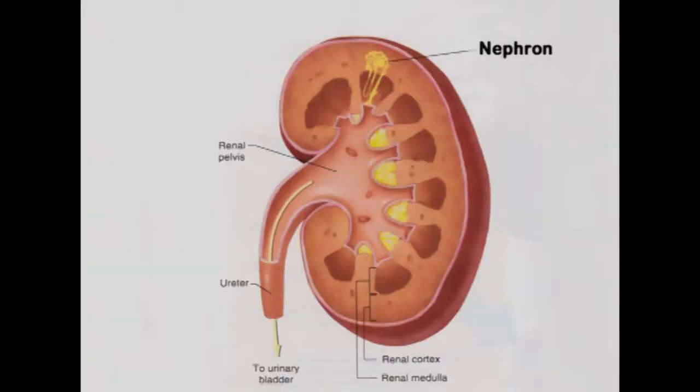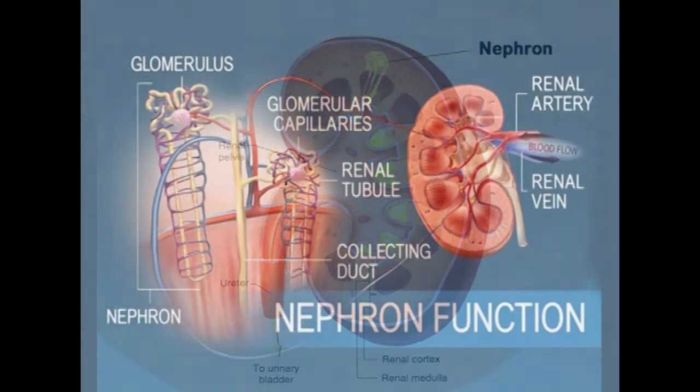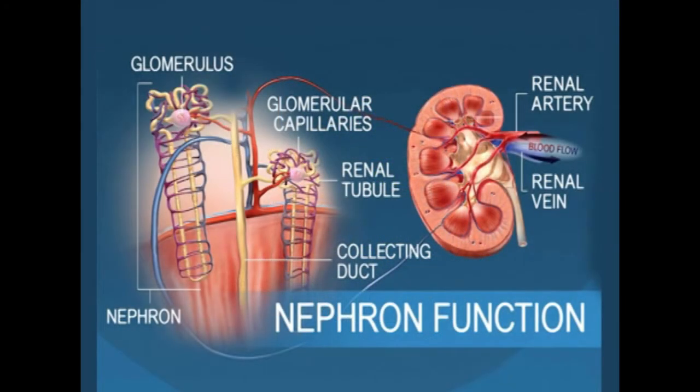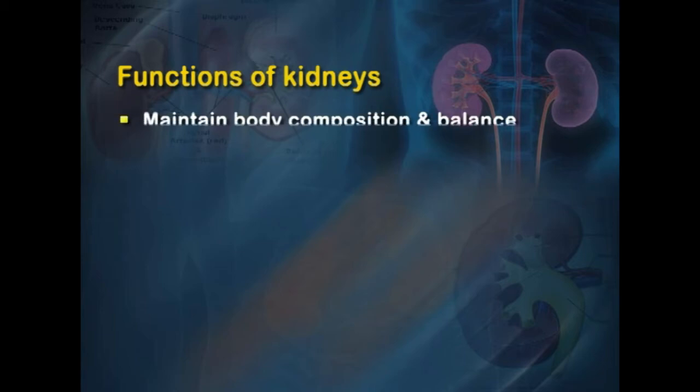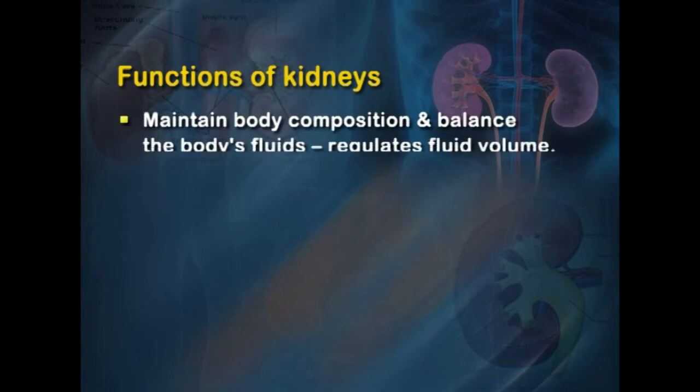Each kidney contains around 1 million units called nephrons, each of which is a microscopic filter for blood. It's possible to lose as much as 90% of kidney function without experiencing any symptoms or problems. If we look into the basic functions of kidneys, most important, they maintain body composition and balance the body's fluids.